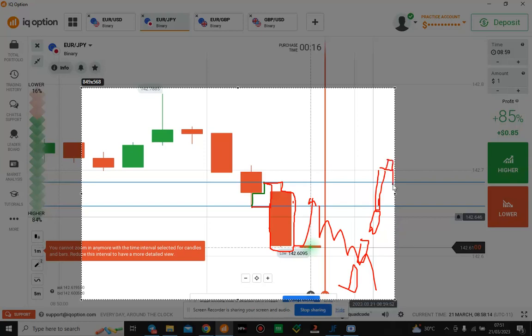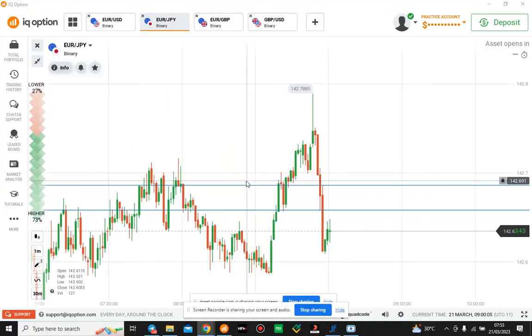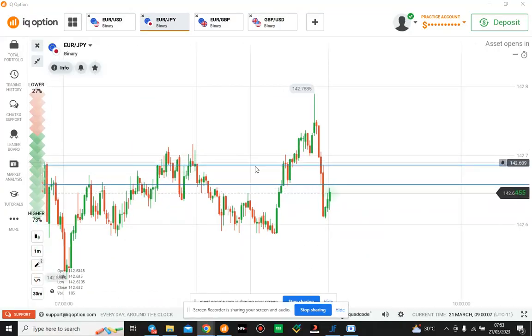Then if the next candle is weak, it might actually reverse. The next candle being weak here indicates that the sellers now move from here to this level here. Let me show you an example.